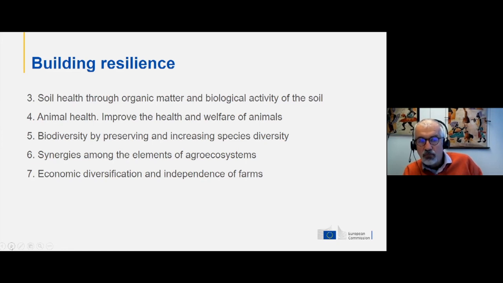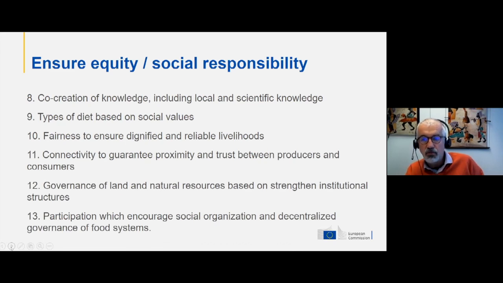Within that framework, the sixth one fits in. It's the synergy among the elements of agroecosystems, so playing on the agroecological processes and how they interact with one another. And then the seventh one is economic diversification, not only genetic diversification, but also economic diversification.